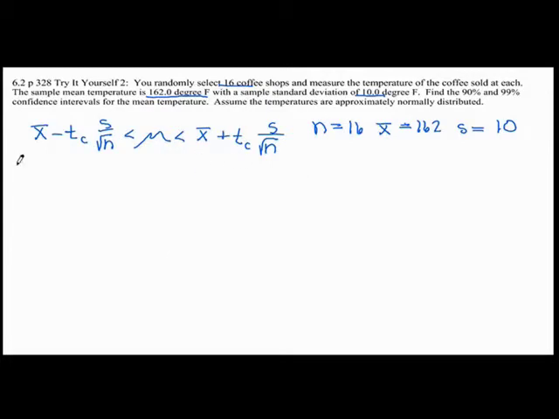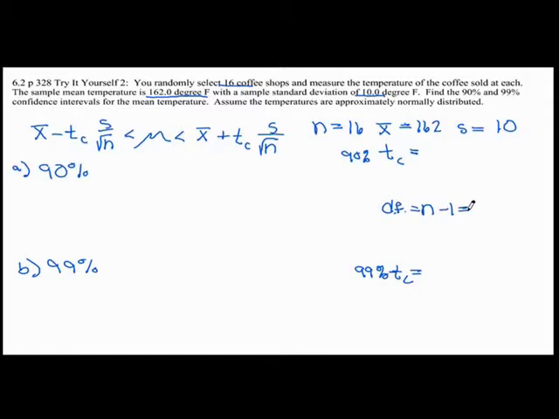The only difference between part A, the 90% confidence interval, and part B, the 99% confidence interval, is going to be the t sub c. So we need to find a t sub c for each of these. Before we can find our t sub c, we need two things: our confidence, which is 90 and 99, and the degrees of freedom. The degrees of freedom for both of these is n minus 1. In this case, our n is 16, so it's 16 minus 1, or 15.